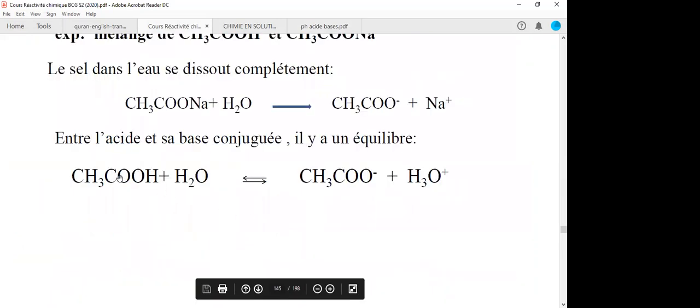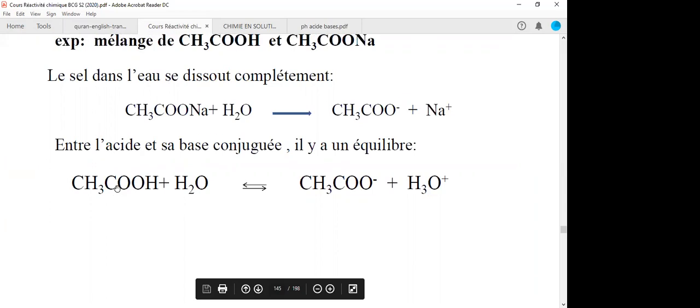So here, this is the decomposition of this acid. When this acid decomposes, it will form CH3COO minus plus H3O plus. Remember that we said that here we've got a mixture of this acid and this salt. This is an acidic salt. So when you put the salt in water, it will decompose totally, forming this one and this one.